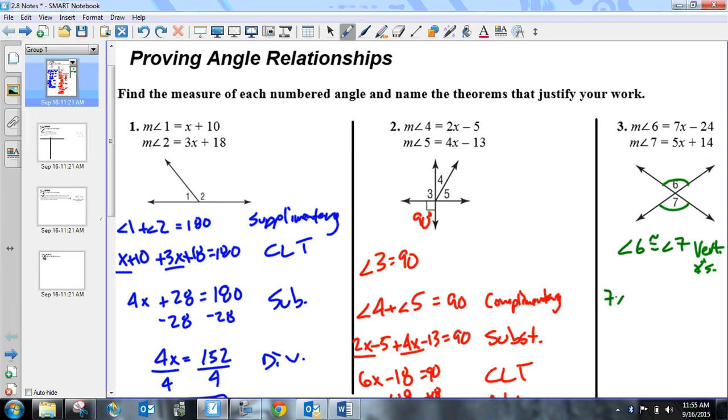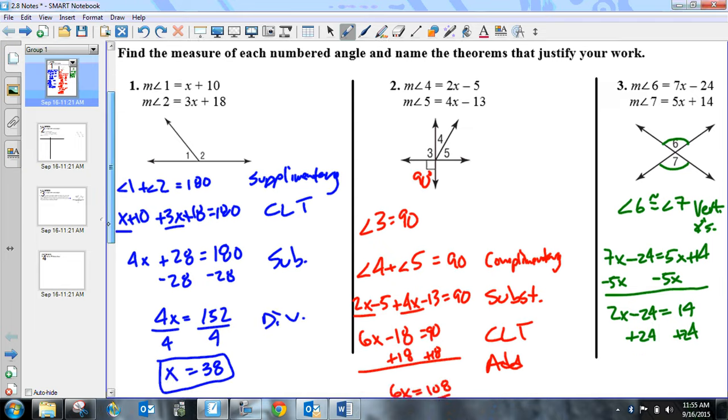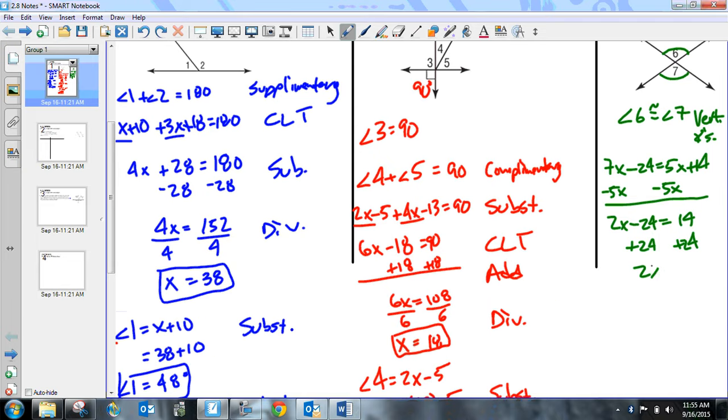So I'm going to set 7x minus 24 equal to 5x plus 14. I'm going to go ahead and subtract 5x to solve for x here. And I end up getting 2x minus 24 is equal to 14. If I add 24 to both sides, that's going to give me 38. So I get 2x is equal to 38. And if I divide that by 2 and that by 2, x is going to equal 19.